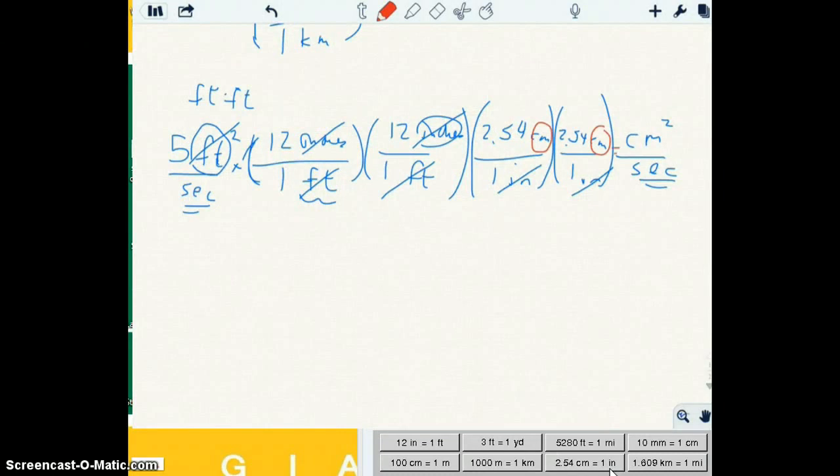Multiplied together, we get centimeters squared. But what's the quantity of centimeters squared per second compared to 5 feet squared per second? Well, we're going to take all the numbers that remain and we're going to multiply them together. So there's 5 there, 12, 12, 2.54, 2.54. Okay? And the rest of the numbers are all 1, so that doesn't matter, right? So now, you're going to take out your calculator.